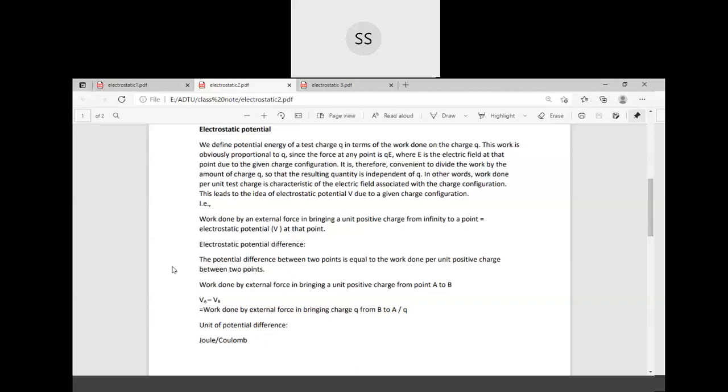Electrical potential difference. The potential difference between 2 points is equal to the work done per unit positive charge between 2 points. Work done by external force bringing a positive charge from A to B is Va minus Vb.